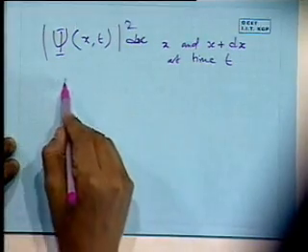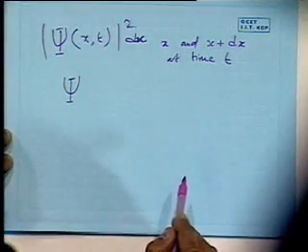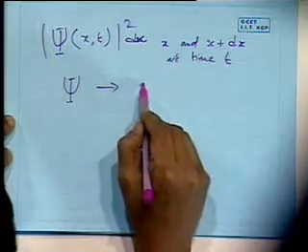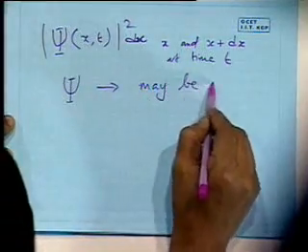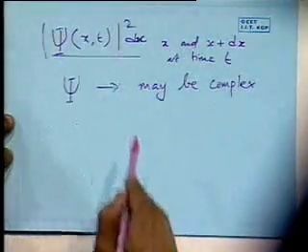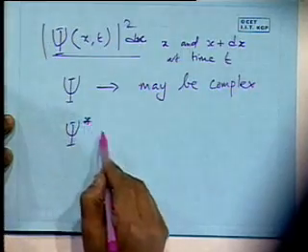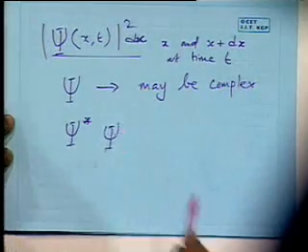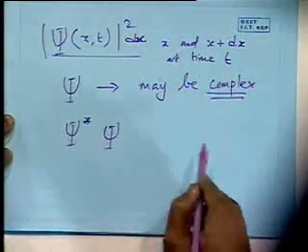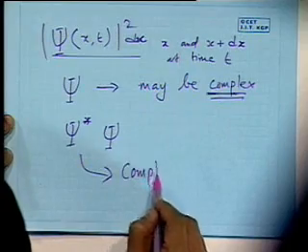In general, this term psi need not be restricted to real numbers only. It could have an imaginary component. In other words, psi may be complex. So in that case, what we are representing here as the amplitude square will be written in terms of the complex conjugate, psi star psi. Okay? So if it is complex, then psi star represents the complex conjugate.